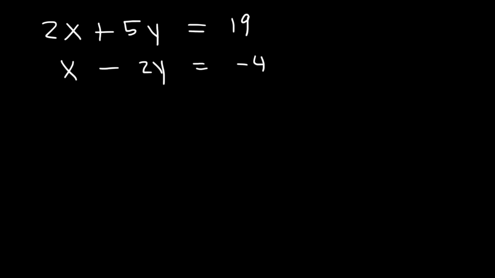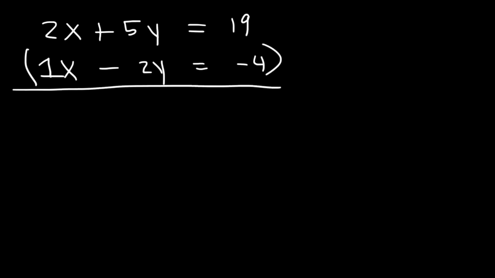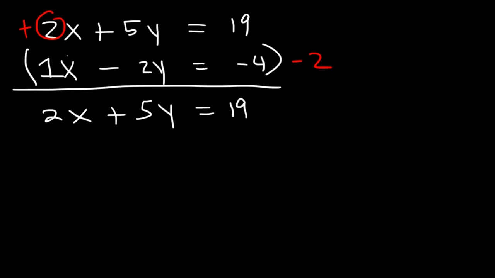Since x has smaller numbers, let's try to cancel x. All we need to do is multiply the second equation by negative 2. Since we have a positive 2 here, we want this to be a negative 2 so that it's going to cancel. Now I'm going to rewrite the first equation. Now the second equation, multiply everything times negative 2. And 1x times negative 2 is negative 2x. Negative 2y times negative 2 is positive 4y. And negative 4 times negative 2 is positive 8.